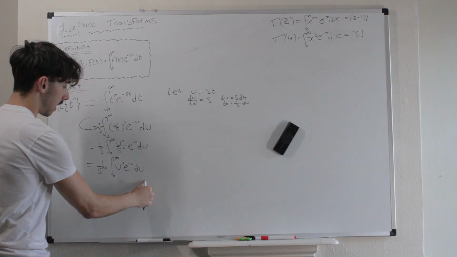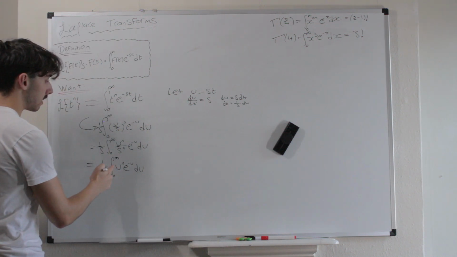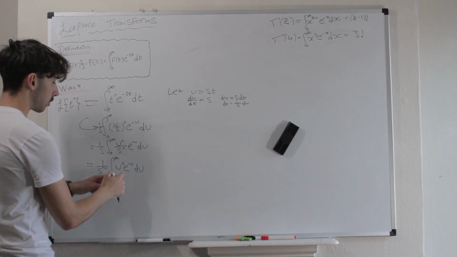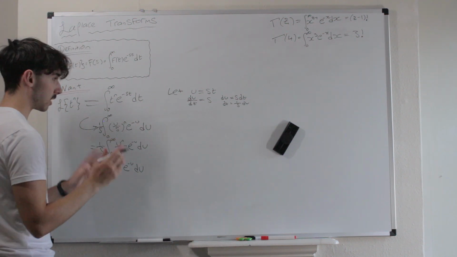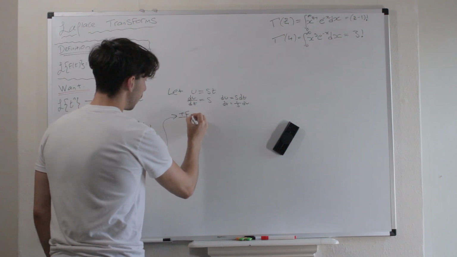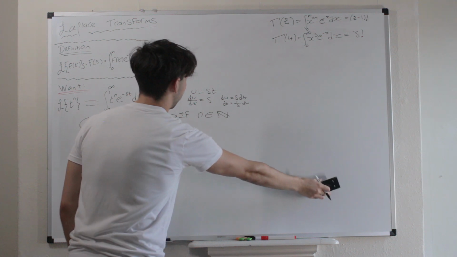If n is not a natural number, then you just leave it as the gamma function, and technically it's the gamma function of n plus 1, because the gamma function of n has got a minus 1 there. So don't worry about it too much. But let's consider two cases. If n is a natural number, put that there.